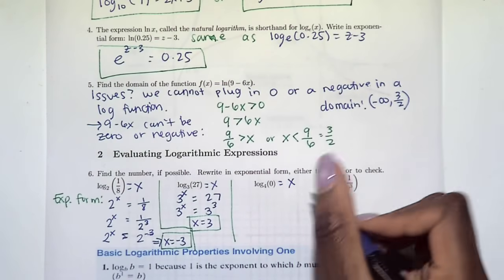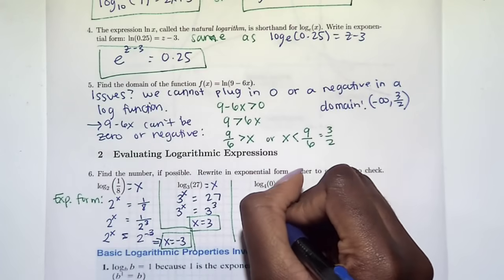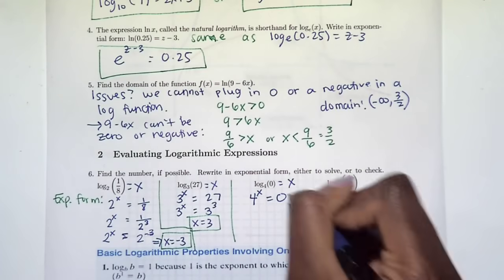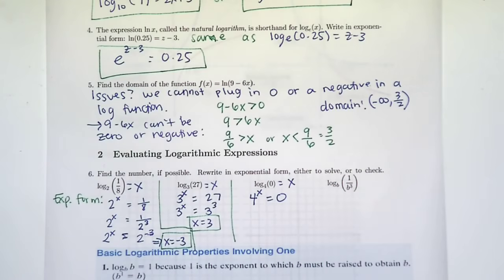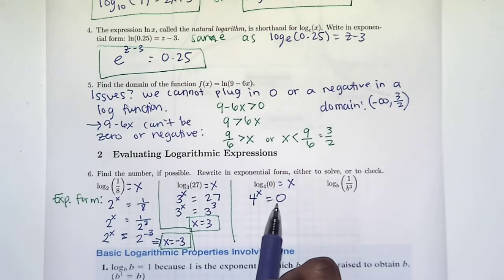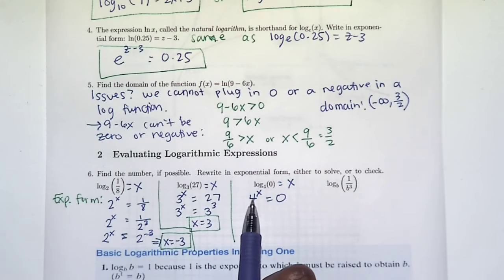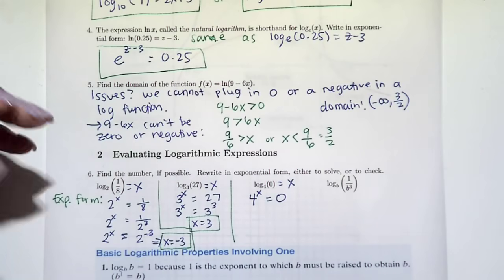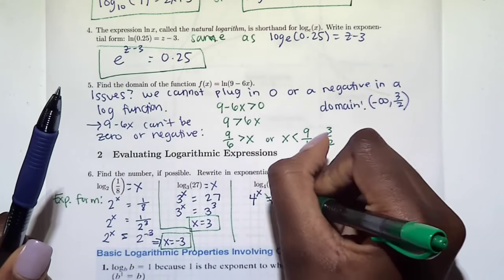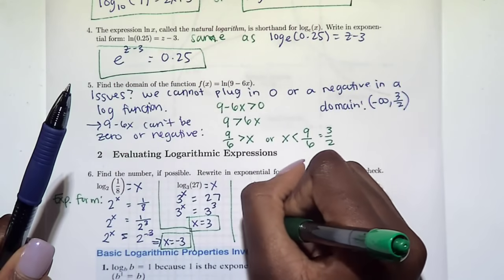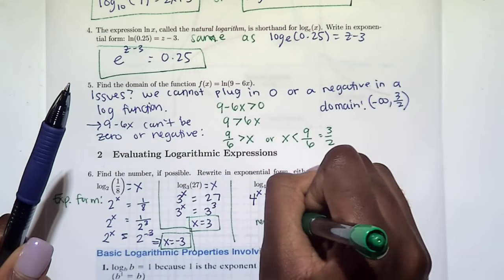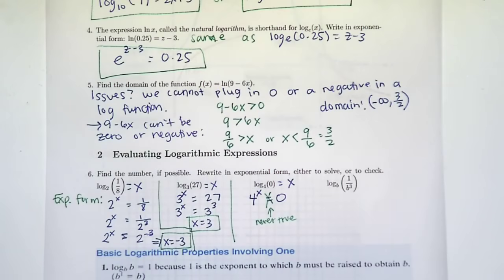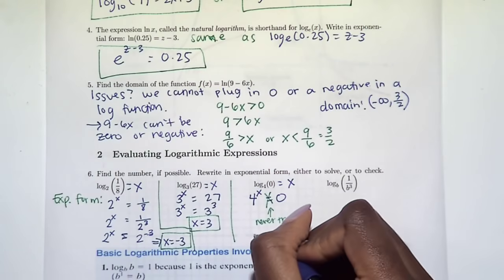Well, let's rewrite it in exponential form. So 4 to the x equals 0. Can you think of any numbers that you can raise 4 to and get 0? Well, 4 to the 0 is 1. 4 to the 1 is 4. Actually, this can never happen. This is never true. So that tells us our answer is undefined. You'll never have log base 4 of 0.